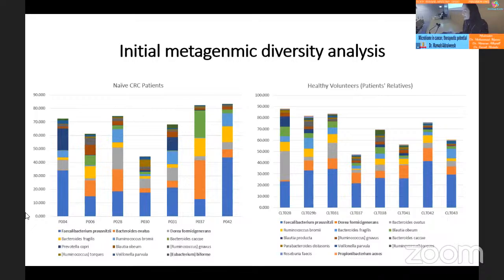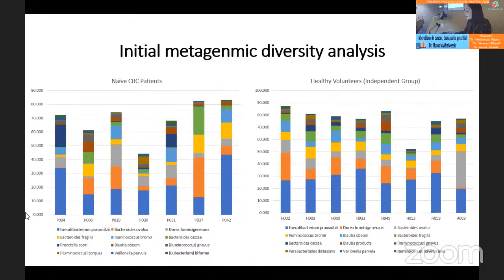So these are the initial metagenomic diversity analysis between the naive colorectal cancer patients and healthy volunteers. The data is still in its initial stage of analysis, and a lot of effort has been made in order to complete the analysis, to do further investigation, and to compare our results with the results available in the literature. As you can see, there are a variety of microorganisms, specifically bacteria, available in each patient sample, and there are also differences between the naive cancer patients and healthy volunteers. There is also a difference between the naive colorectal cancer patients and healthy volunteers, which is the independent group.